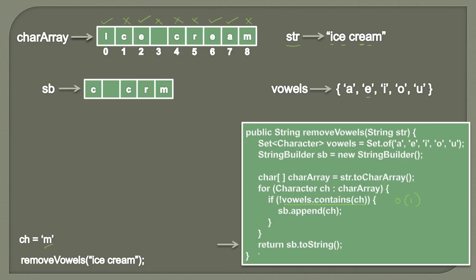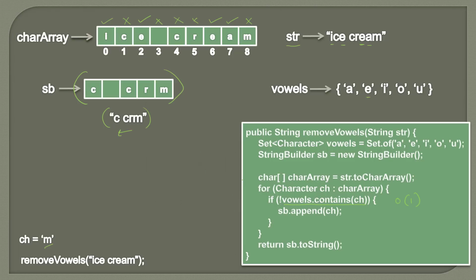Here you can see at the end whatever we collected into our StringBuilder, if we call toString, we will get a string like this, and we'll simply return it from the removeVowels method.